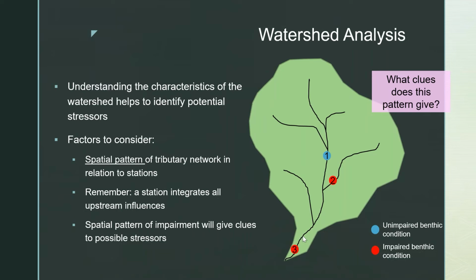So we're doing a TMDL for this main stem right here, where 3 is. This is their listing station probably. This may be an alternative listing station. Maybe we have segmented it up to here perhaps, and then this is maybe a different segment. It could differ. But one of the things we want to do very early on is look at the spatial patterns of this network. Okay, and so what clues does this spatial pattern give us?